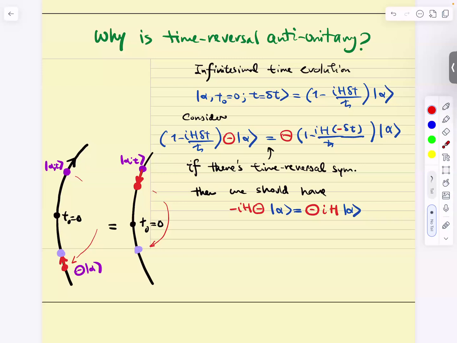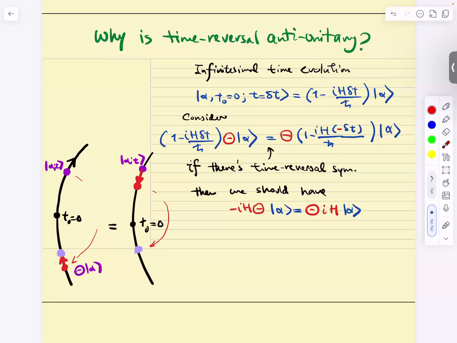What brings you back to the same spot is if you move backwards in time. So this is how much you move forward. If you move backwards in time by the same amount and then apply time reversal. There's something very special about time reversal here. Good? Right? Is that clear?